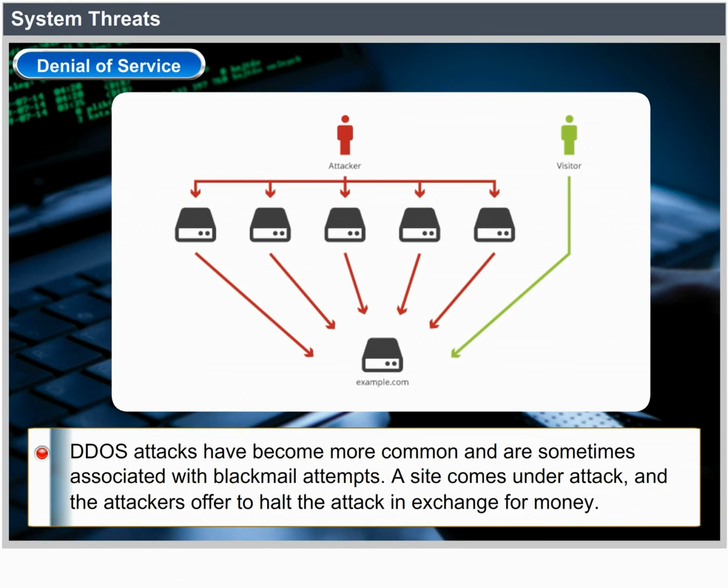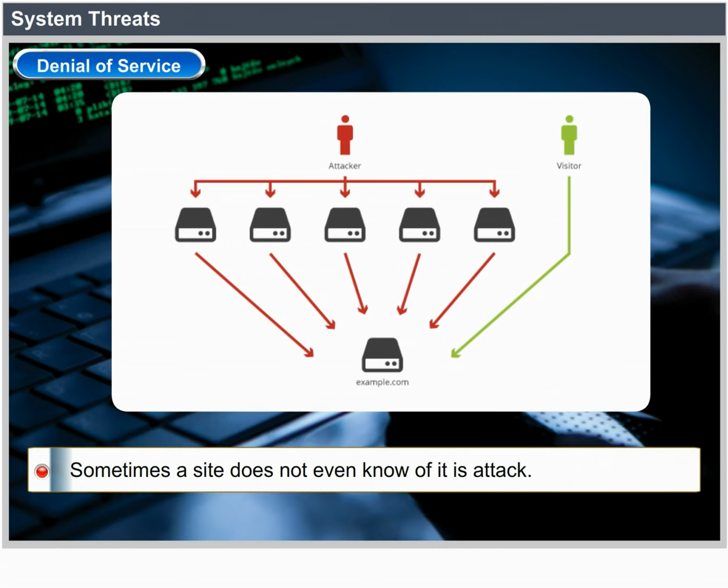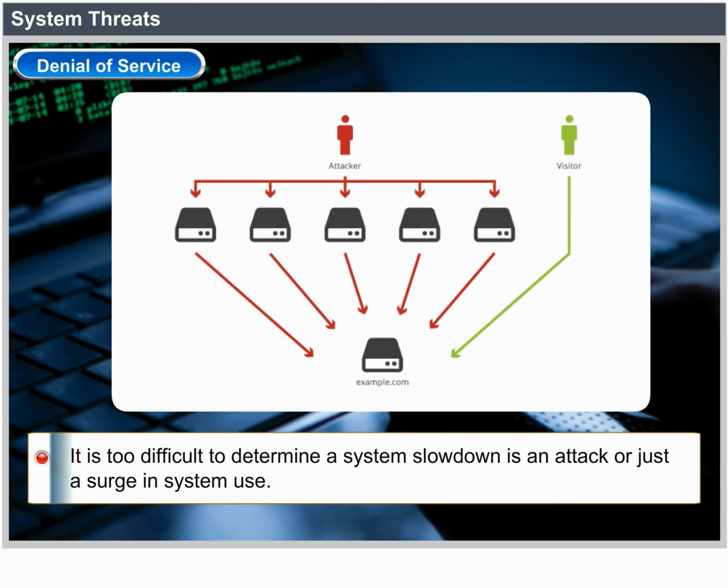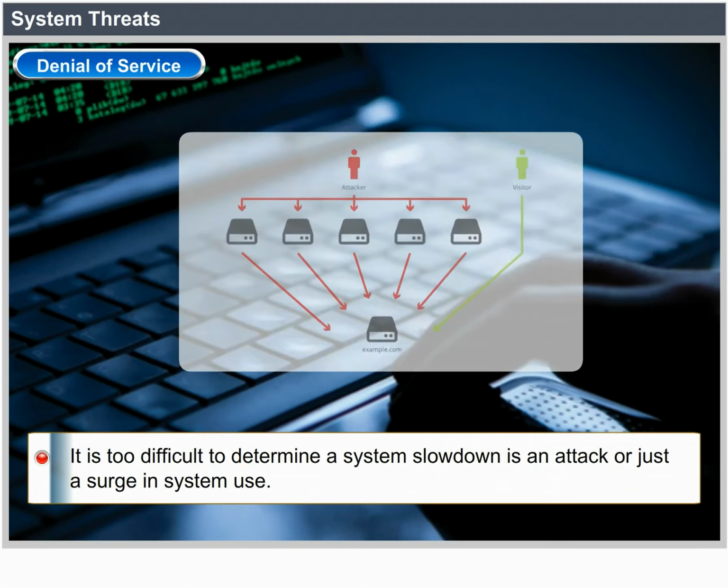A site comes under attack and the attackers offer to halt the attack in exchange for money. Sometimes the site does not even know it is under attack. It can be difficult to determine whether a system slowdown is an attack or just a surge in system use. Consider that a successful advertising campaign that greatly increases traffic to a site could be considered a DDoS. There are other interesting aspects of DOS attacks.